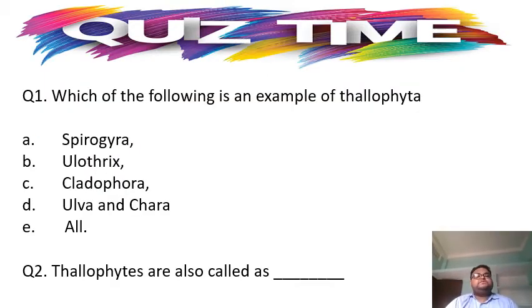So there is a quiz for you, students. You need to tell me which of the following is an example of Thallophyta. Okay students, which of the following is an example of Thallophyta? First option is Spirogyra, second option is Ulothrix, third option is Cladophora, fourth option is Ulva and Chara, and fifth option is all of the above. So take 10 seconds, think about this question very deeply, and then answer this question. Okay, students? Right. Your 10 seconds starts now.